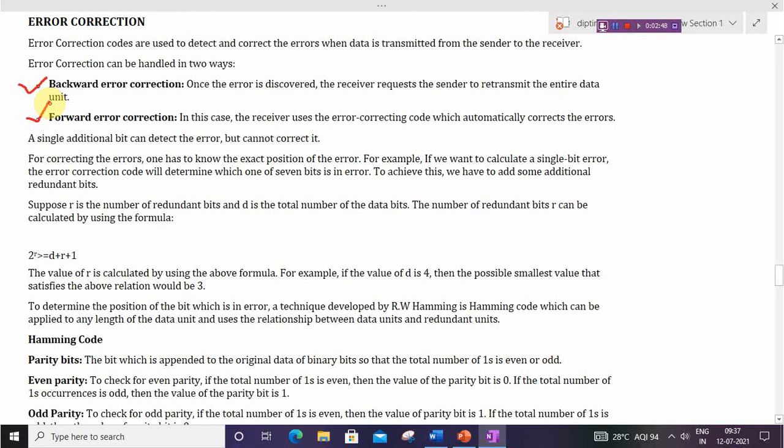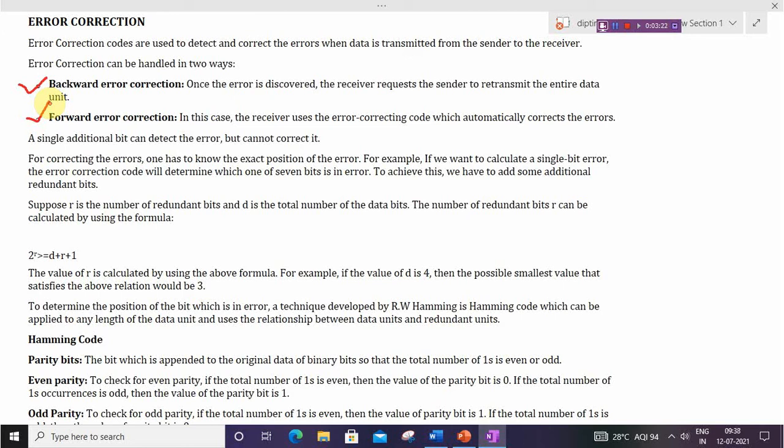For example, if we want to correct a single bit error, the error correction code will determine which one of the 7 bits is in error. Means if there is a single bit error, we have to check in which of the 7 bits the error occurred. And to achieve this, we have to add some additional redundant bits. Means to know in which position the error occurred, we have to add some redundant bits.